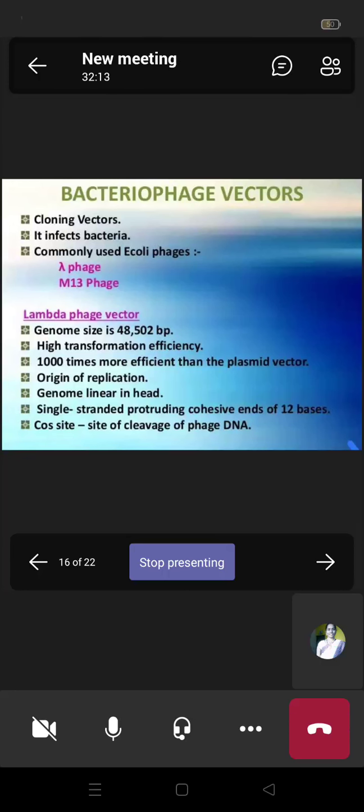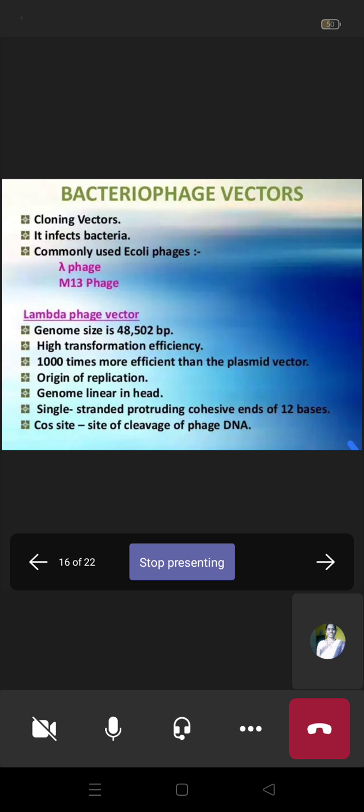Here the bacteriophage vectors, so these are also cloning vectors. It infects the bacteria. Commonly used E. coli phages, so lambda phage and M13 phage are the examples.